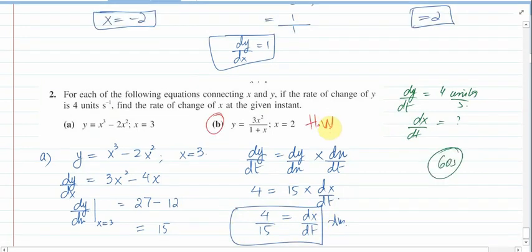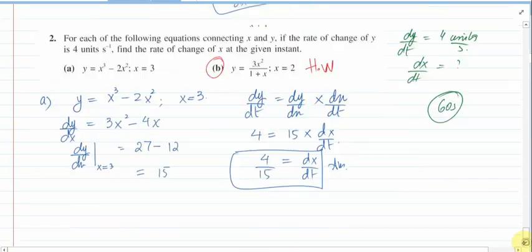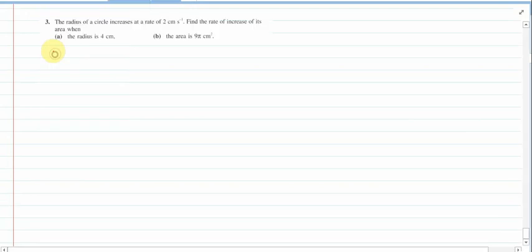Simple question it is, you can do it easily, I expect you to. Moving on towards the next question, question number 3. Two parts in this question.